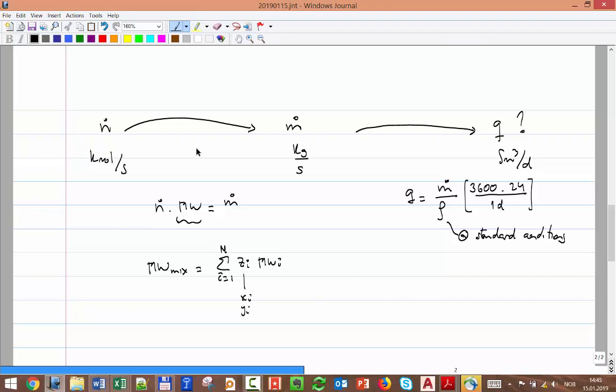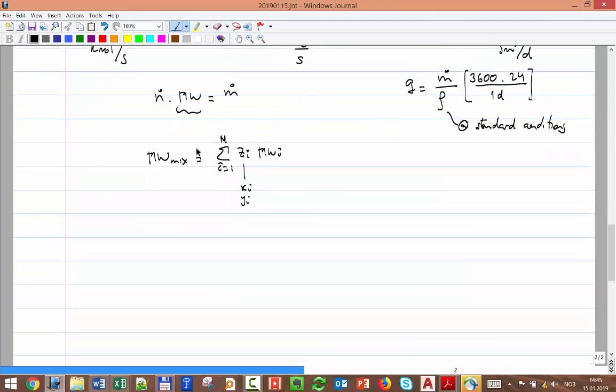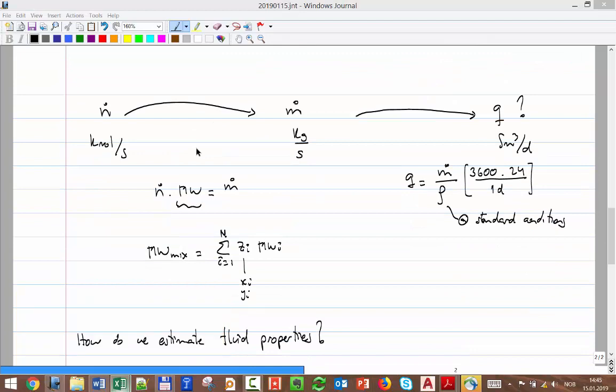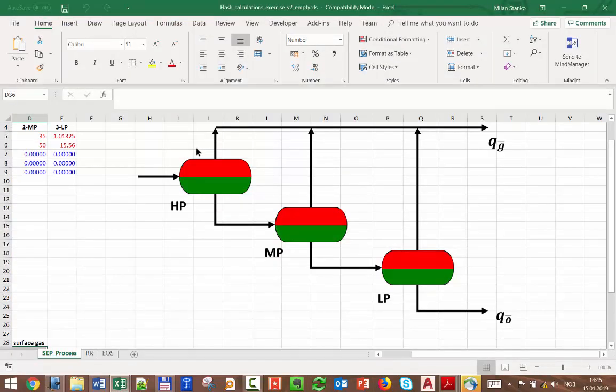Now let's go to the crucial part of this, the density. How do we get the density? So the main question we are going to address today is how do we estimate, let's call it, fluid properties. What kind of properties do you think, besides density? Density is very important. Okay, it tells me the volume it occupies. In terms of this process, it just simply tells you how much I'm going to sell. Okay, so that's defining your salary.